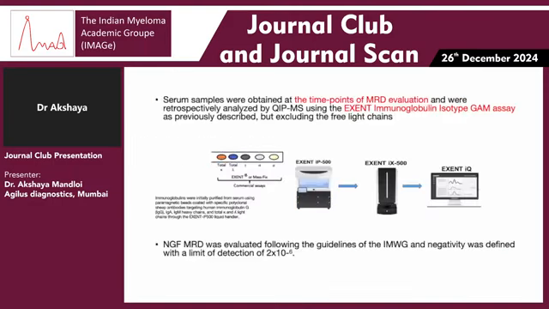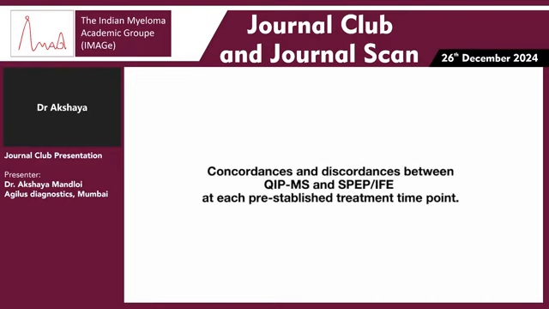So serum samples were simultaneously obtained at all the time points of MRD evaluation and were retrospectively analyzed by QIP-MS using the EXENT immunoglobulin isotype GAM assay, which we have just described, but excluding the free light chain. Here the immunoglobulins were initially purified from serum using paramagnetic beads coated with specific polyclonal antibodies and then processed, and the data was analyzed. The cutoff for NGF MRD was considered as 2 times 10 to the power minus 6.